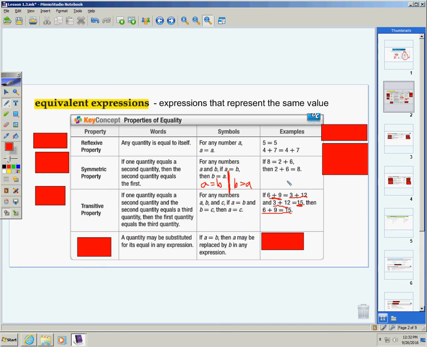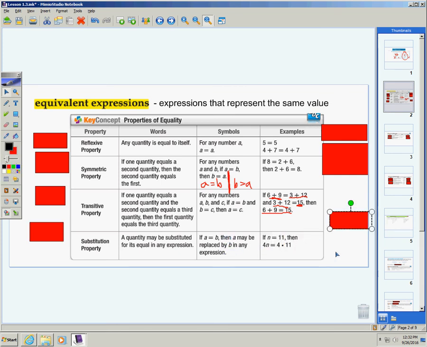Then we have substitution property, and that just says a quantity may be substituted for its equal in any expression. And that basically just means if A equals B, then instead of writing A, we could write B. Which means that if n equals 11, then instead of writing 4 times n, I could say 4 times 11. Basically, the substitution property says, if it means the same thing, then it doesn't matter which one you have.